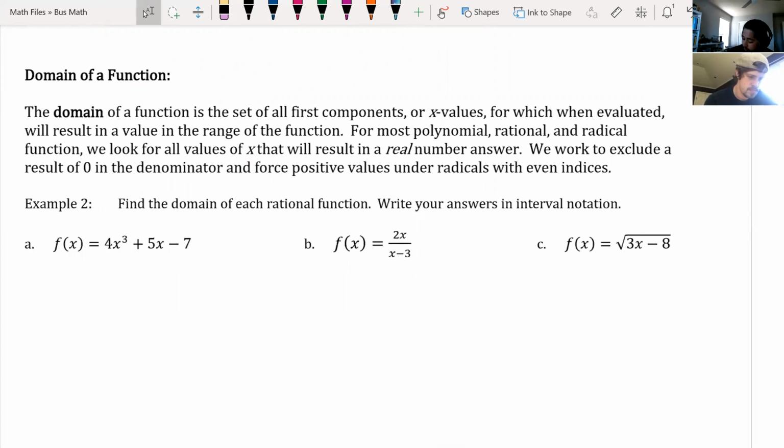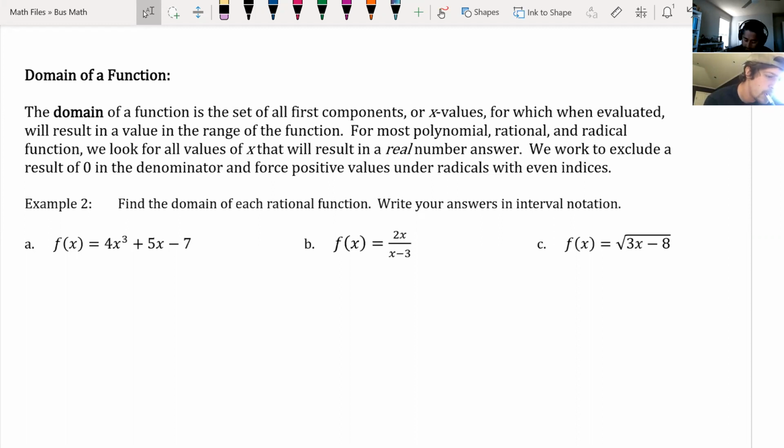For most polynomial, rational, and radical functions, we look for all values of x that will result in a real number answer. We work to exclude a result of 0 in any denominator and force positive values under radicals with even powers or indices. So I'll show you what all of that means if that sounded foreign. So it's basically telling us what functions we're going to be given and how we're going to find the domain. That's all that paragraph is saying.